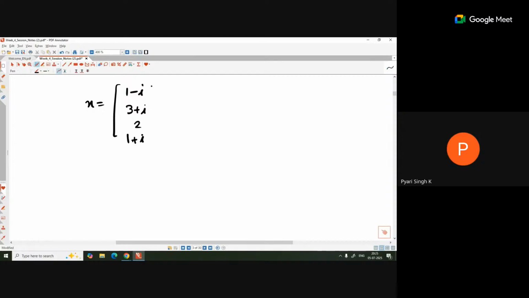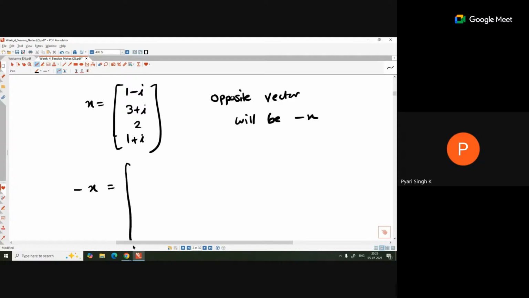Okay, right. So we wanted to find out its opposite vector. So the opposite vector will be minus of x. Question? Yes. So it is just the opposite vector, right?